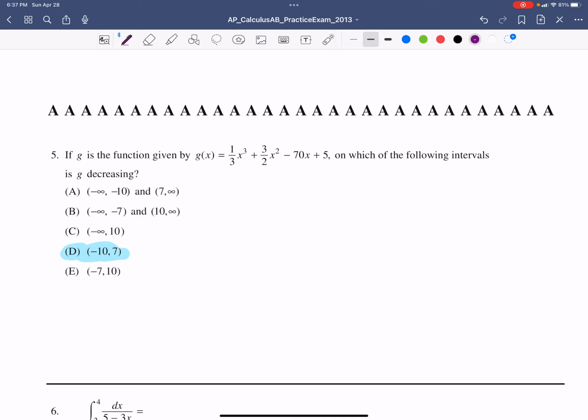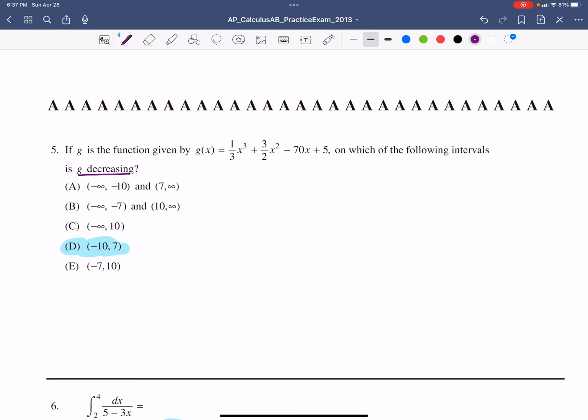If g is a function given by g of x, on which of the following intervals is g decreasing? When you're looking for when a function is decreasing, you've got to know that g prime is less than 0. So first, we're going to find when this is true. I'm going to take the derivative: g prime of x is equal to 3 times (x squared plus 3x minus 70), less than or equal to 0.